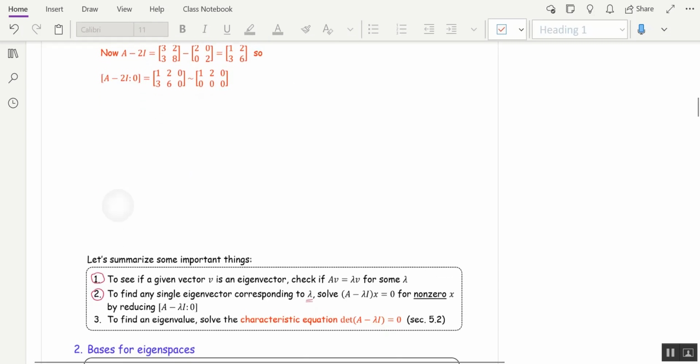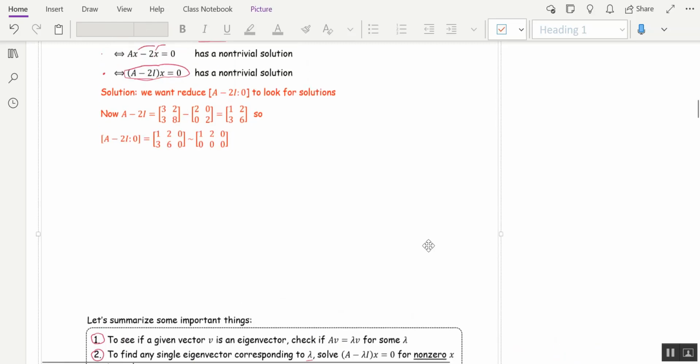And then just let me jump ahead to the next section. To find eigenvalues, which we're not ready to do yet, but we will eventually, we're going to solve the characteristic equation: determinant of (A minus lambda I) equals 0. Now, where did this come from? (A minus lambda I) times x equals 0 has a non-trivial solution if and only if the determinant of that matrix is 0, and that's by the IMT. Okay, so let's go back to our problem here.